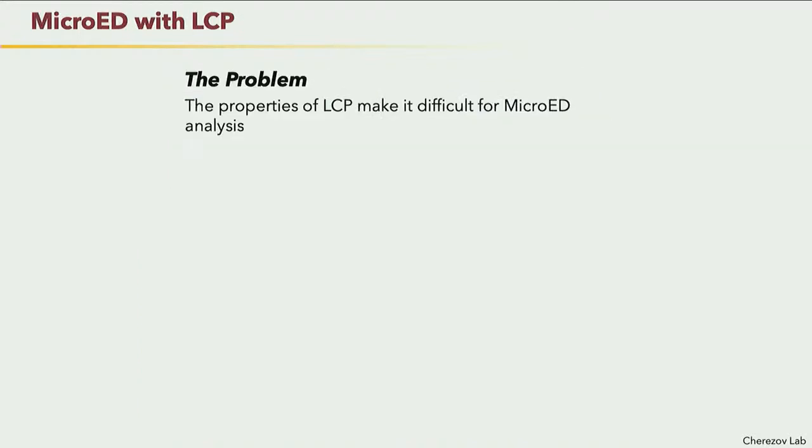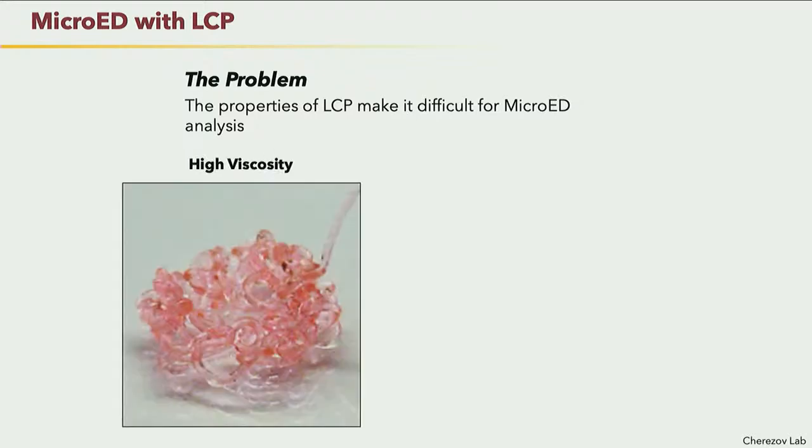But as I mentioned, LCP has some interesting properties, and they're pretty much the exact opposite properties you'd want for doing electron microscopy. And that is that it's very viscous. So anybody who does cryo-EM knows you put your sample on the grid, and then what do you do? You blot it away, right?